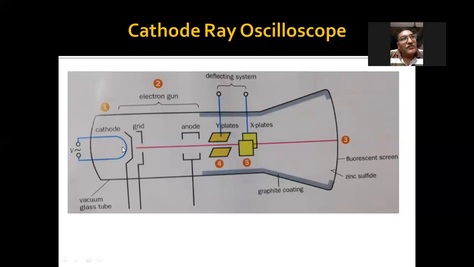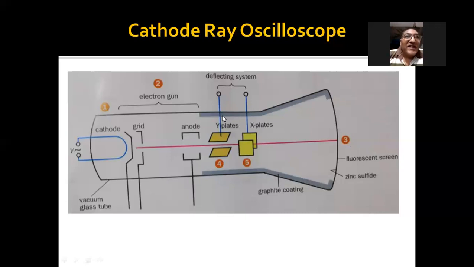So due to thermionic emission, the electrons came out. This anode attracted those electrons, and because we have a vacuum here, the electron beam starts moving towards the right. This anode has a hole in it, so the electrons pass through that hole and go straight to this screen.